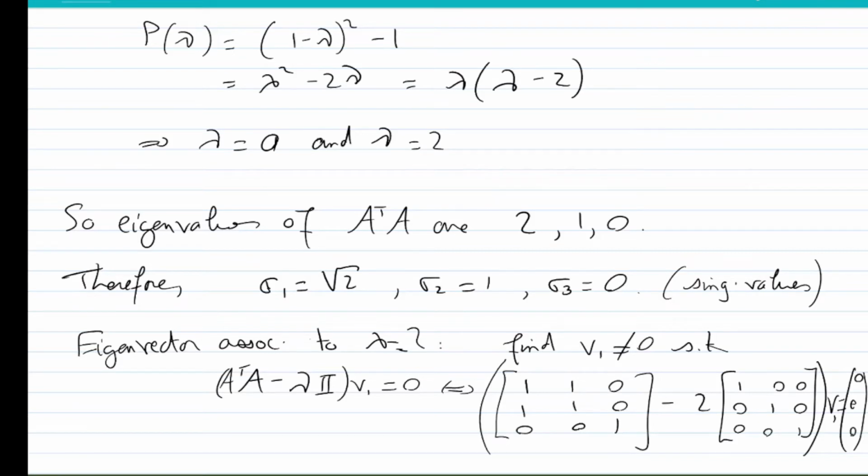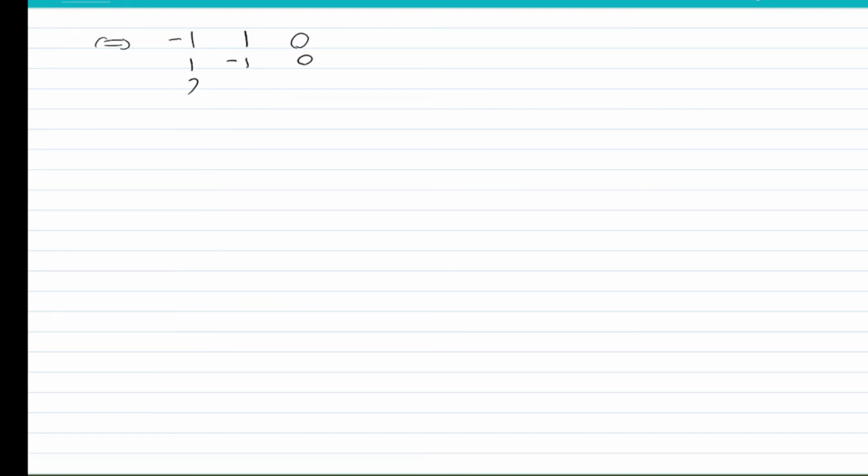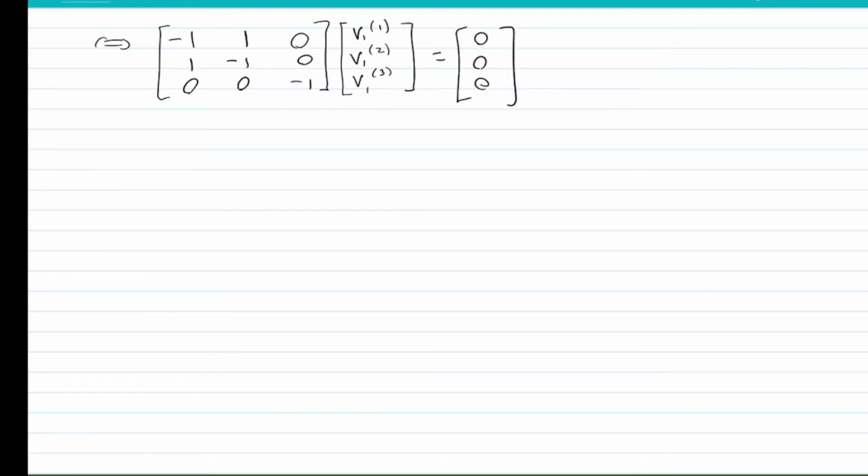So that's a minus 1. I am looking to solve this, and let's call this V1,1, V1,2, V1,3. Writing it this way is a little stupid, but these are the first, second, and third components of V. Let me put them like this, just so it's clear that I'm not looking at matrix entries. And I want to solve this equals 0.